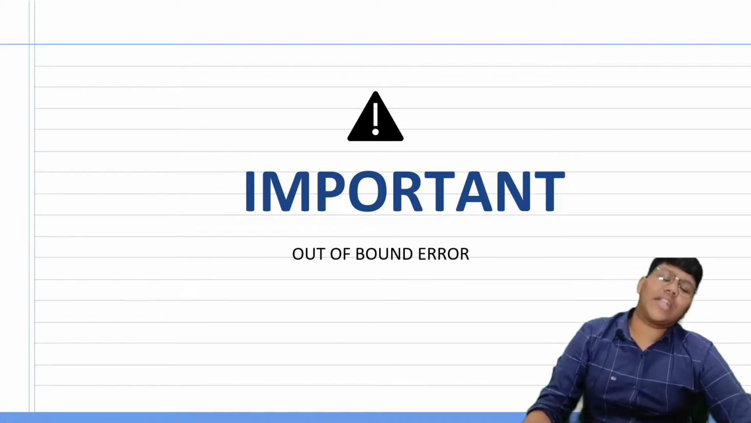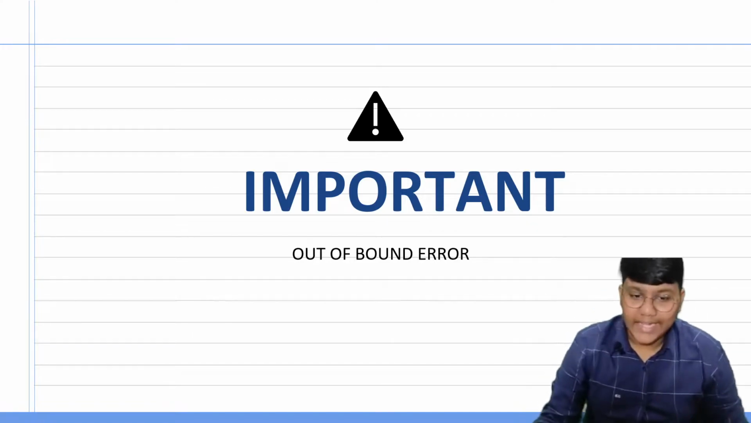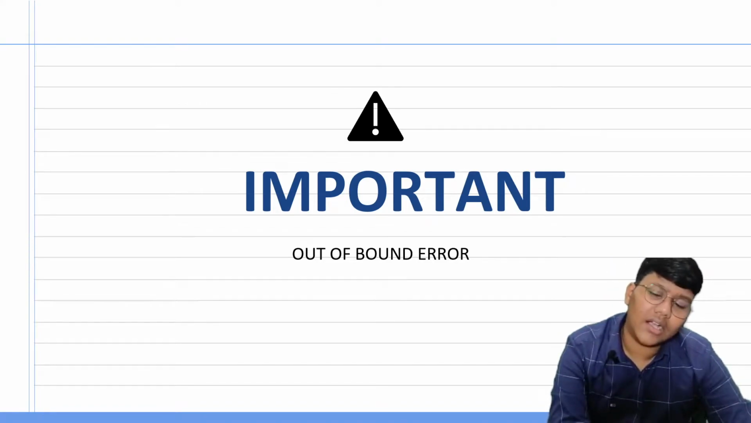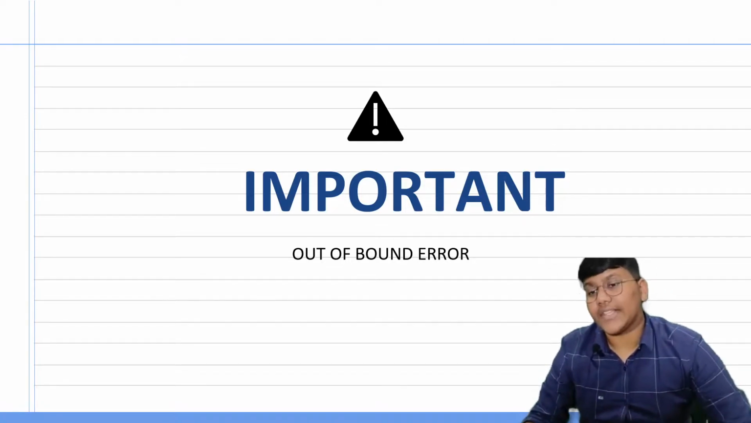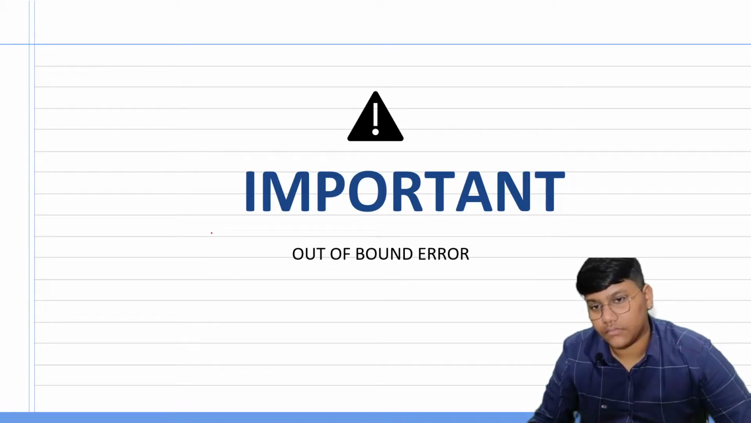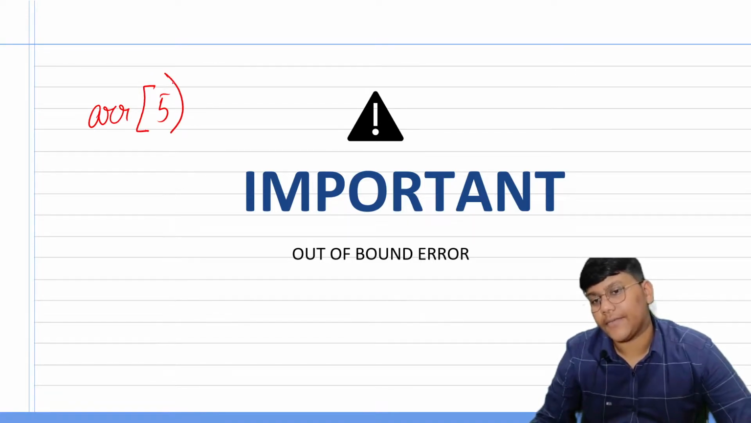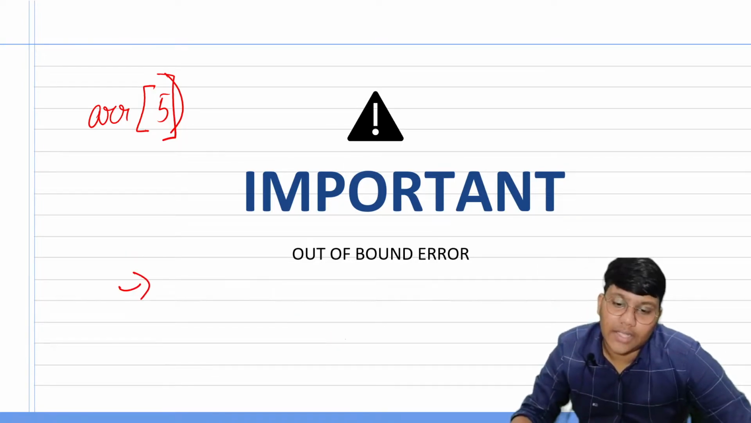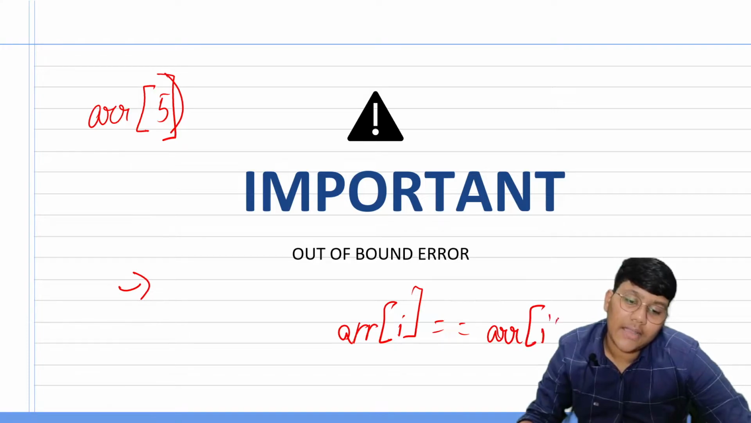Now one important error that we commit, not the computer, is the out of bound error while writing. While writing on paper, your marks may be deducted and you wouldn't know why. Out of bound error. For example, ARR has the length 5, but you are referring to the 6th number.